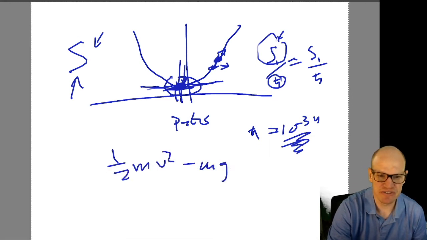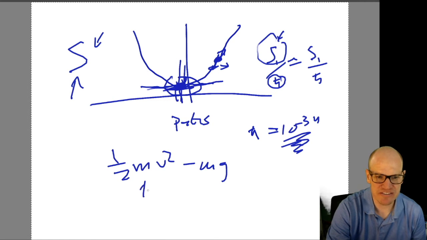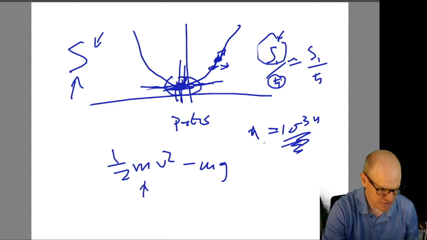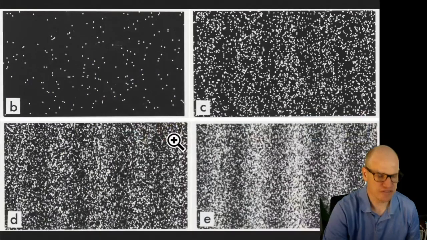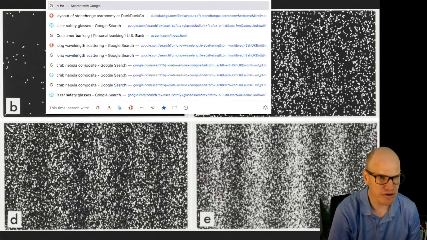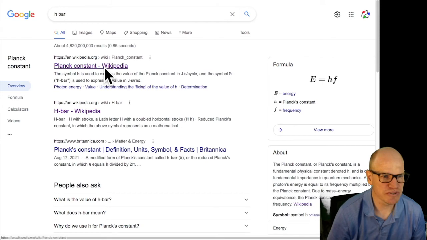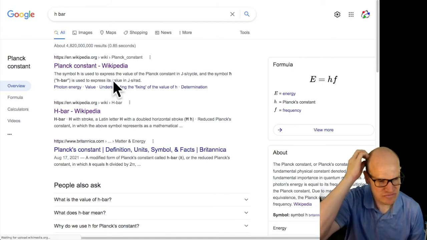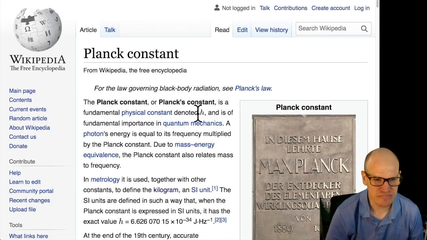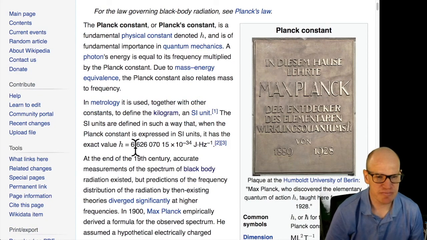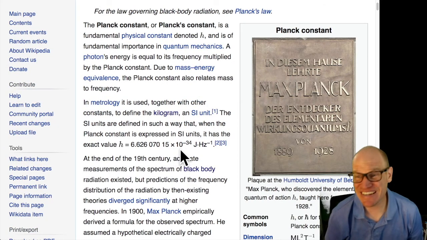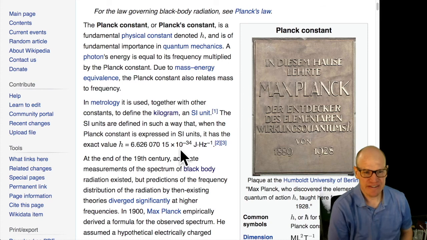So if you have a massive object, the action is going to be 1/2 mv squared minus what, mg or something like this. So the mass is going to be huge compared to h bar. Let's take a look at h bar in joules, so that I know what it is. Planck's constant in joules has a value of 10 to the minus 34. So I was right before.